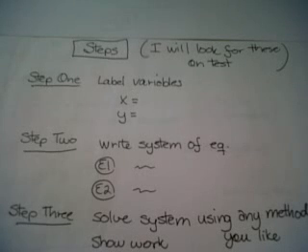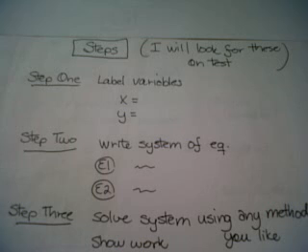So let's take a look at solving systems with word problems, and these are the steps that I will be looking for on the test. So the first step I want to see is that you label your variables. You say x equals, y equals. Doesn't matter which variables you choose, you just need to define them and say what they are.